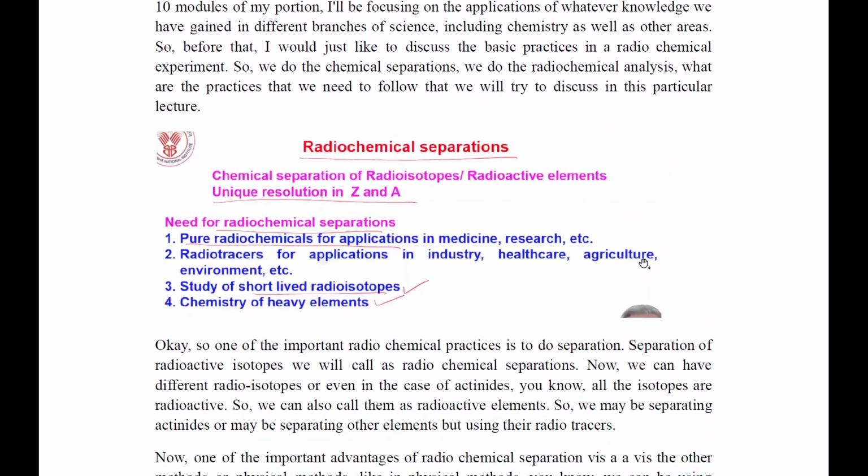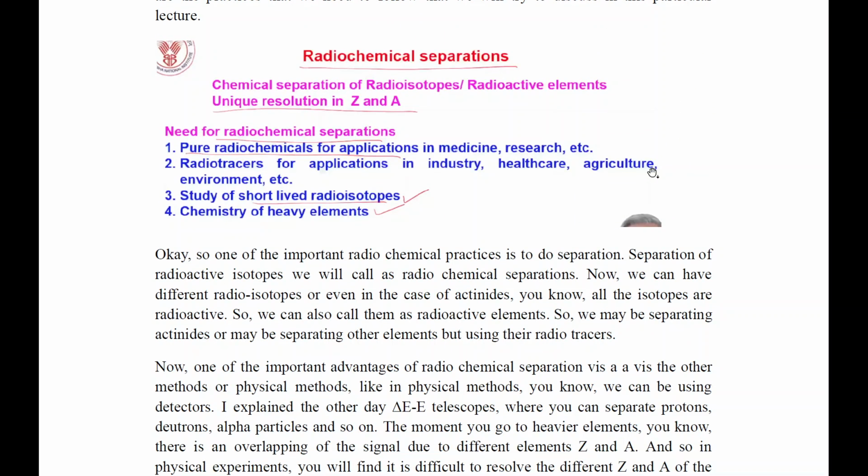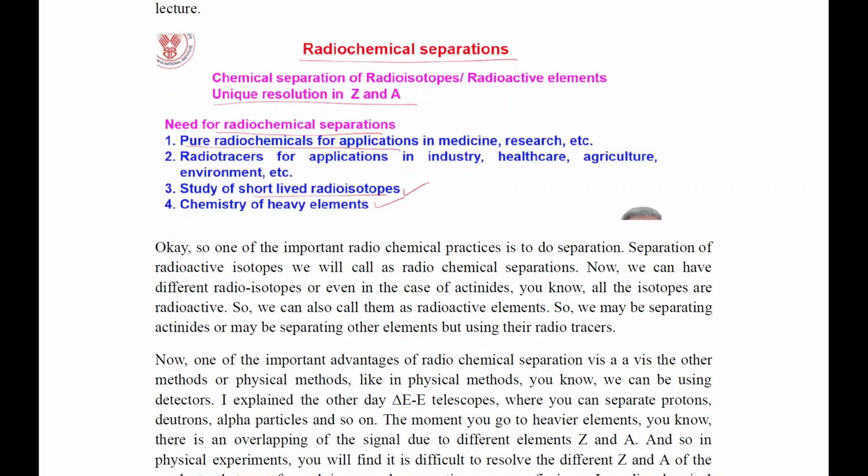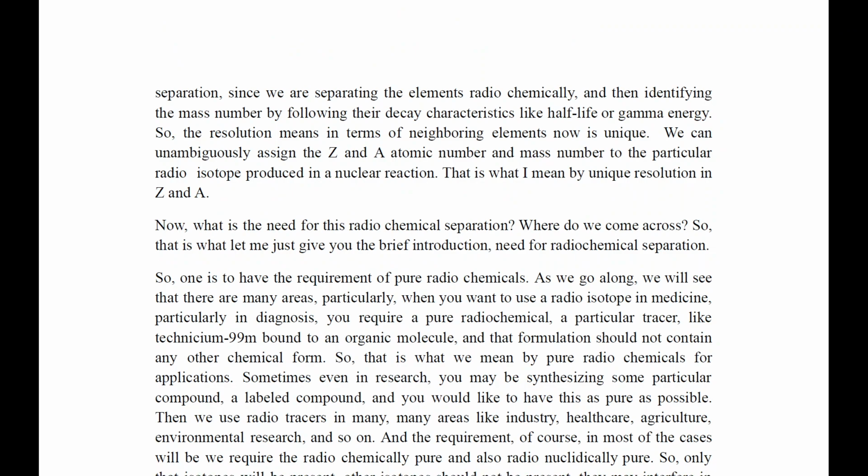So basically, he started with the concept and topic of radiochemical separations. What happens in that? This is a chemical separation of radioisotopes or radioactive elements, and it is a unique resolution in terms of Z and A. And what is the need? Pure radiochemicals for application in medicine research are vitally important. That's why the separation is needed. Radio tracers for application in industry, healthcare, etc. Study of short-lived radioisotopes and chemistry of heavy elements for uses in many industries. Okay, especially the energy industry.